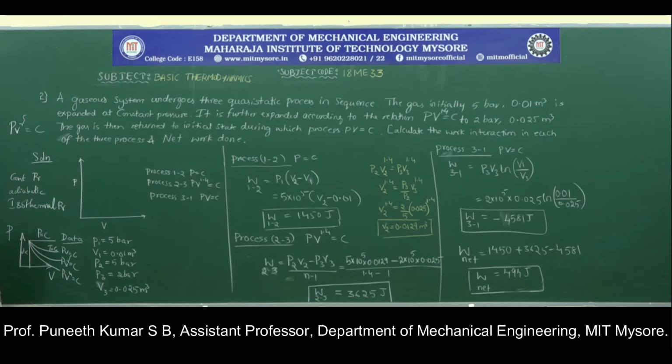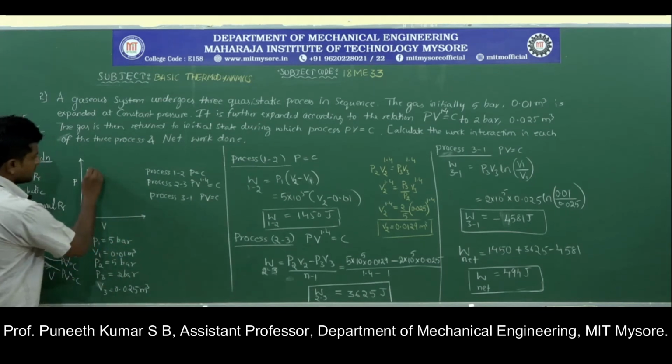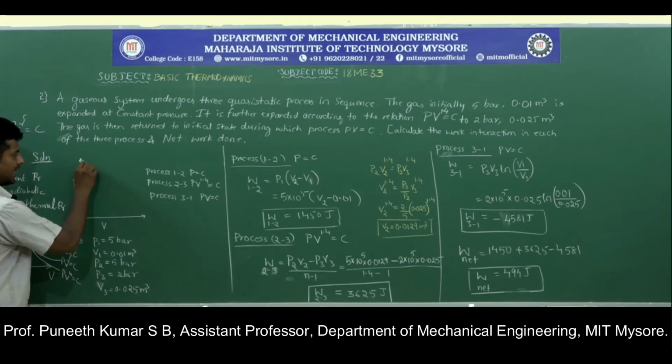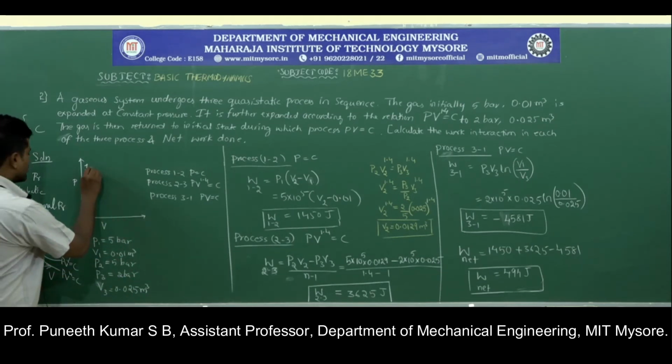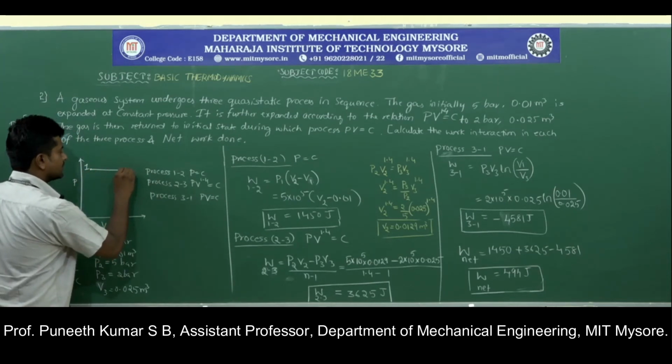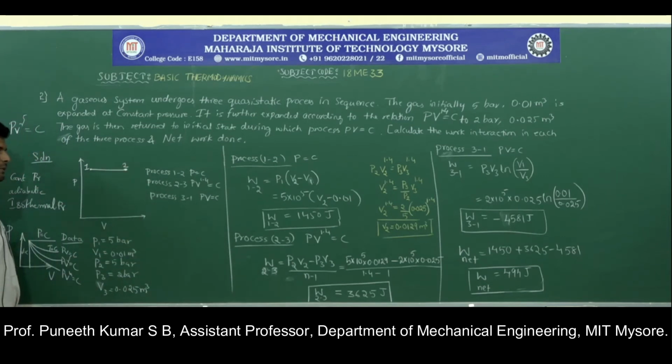So for the very first process line, we have already written the data. The very first process among the three quasi-static processes is the constant pressure process. So I will mark a point over here and name it as 1, and the pressure we know is 5 bar, and the volume is very minimal, which is 0.01 meter cube. After expansion, keeping the pressure constant, it looks like this. Now the volume has increased, but the pressure is still remaining the same.